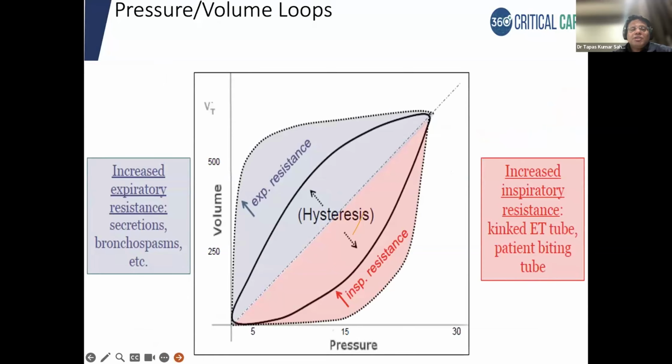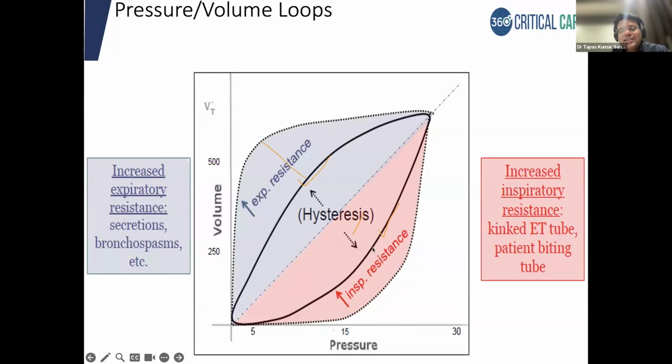Now coming to this pressure volume loop where you are getting some resistance, the troubleshooting, the problems. Now if you are getting increased expiratory resistance, it would be slightly swollen. You can see here, it is all stressed to the expiratory part. Normally it should be in the black. So you can see here, this would be the normal thing. Now what is happening? If there is increased expiratory resistance because of secretions or bronchospasm, it is getting stretched here, right?